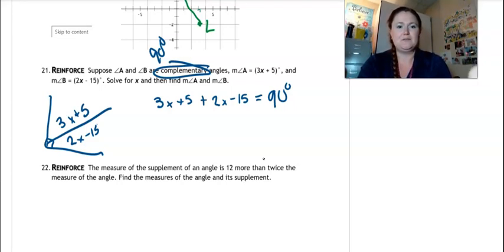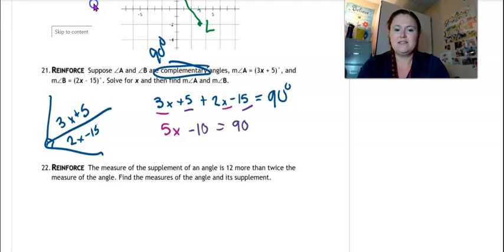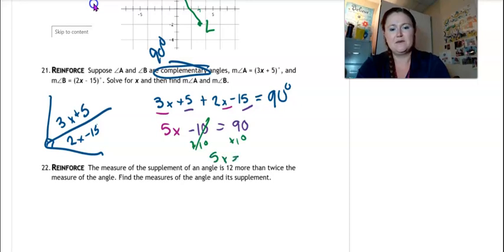To do that, remember your algebra. We're going to want to start by combining like terms, 5 and negative 15, and 3x and 2x. 3x and 2x is 5x. 5 and negative 15 is negative 10. Since we're subtracting 10 here, to get rid of it we're going to want to add 10 to both sides of the equation, which leaves us with 5x equals 100.